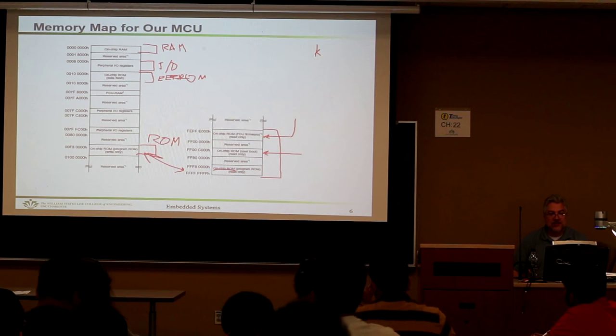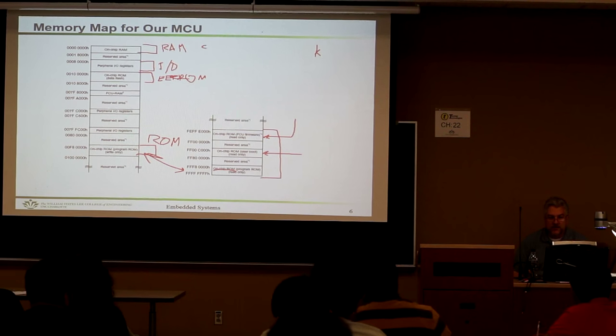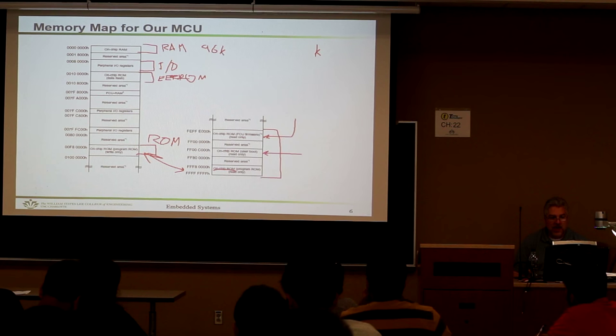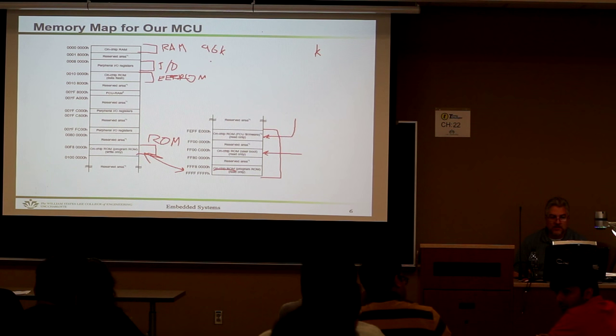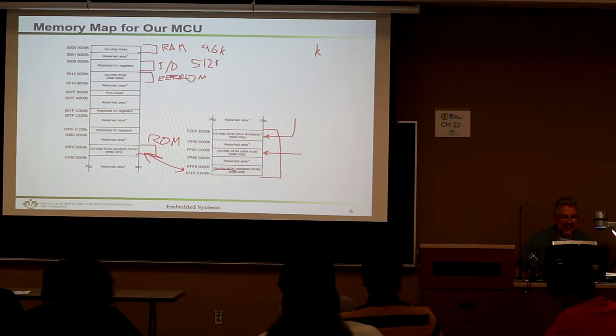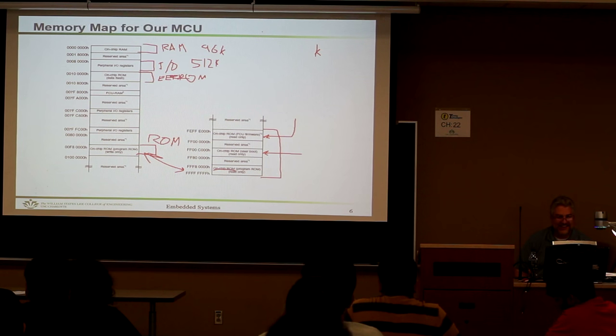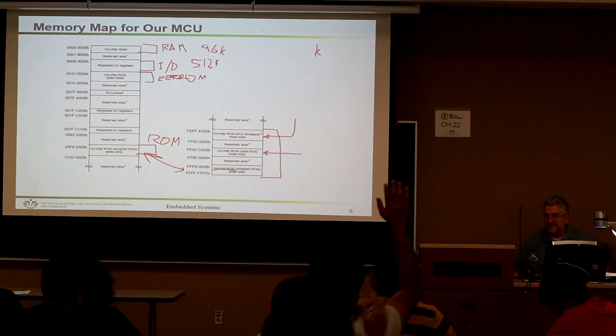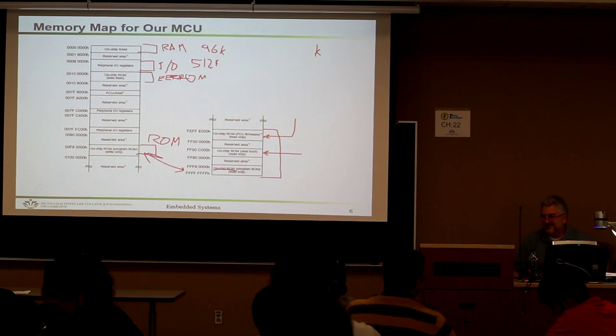All right, let's take a look. What do you have here for RAM? How many K? 96K. All right, 96K. The I/O space is how many K? 512. Oh, I hear 512. I hear 128. Which one is it? You said 512K? Yes, no, what is it? Y'all need to decide, which one is it? Since it's half of this space, I know it's not going to be one gig, right? I think it's 512, right? Who votes 512? Who votes 128? Who has no idea and didn't raise their hand for either? All right, we'll go with 512.